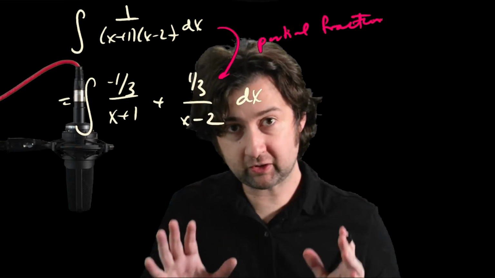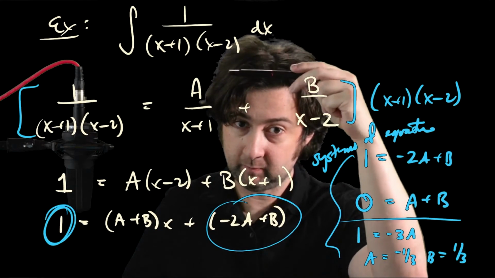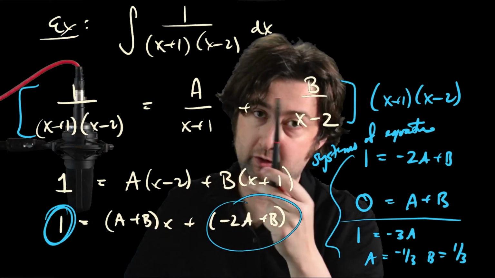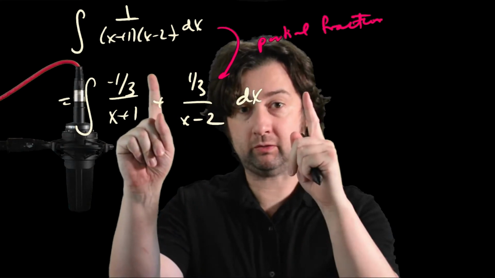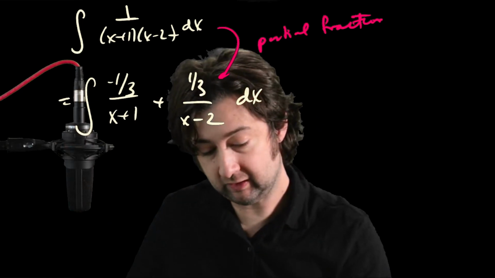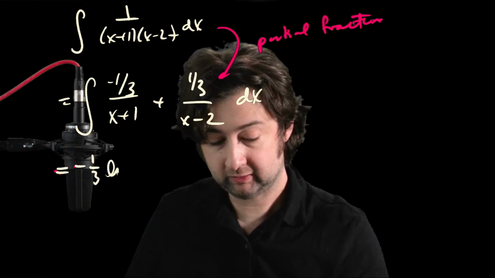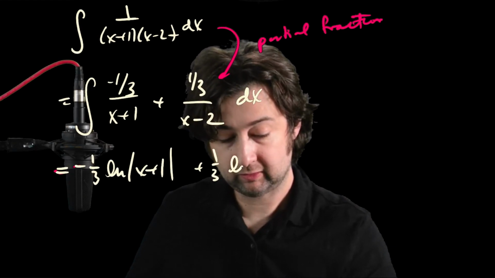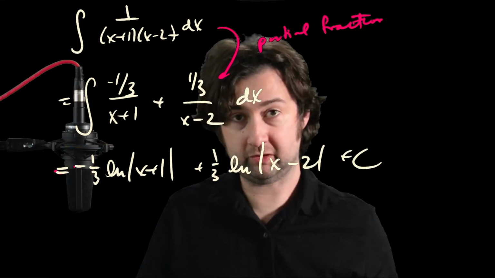So the partial fraction step is what we did right here, where we took this rational expression and broke it up into its partial fraction pieces and then solved for the coefficients. Once we have the partial fraction decomposition, we can take the integral and replace this thing I don't know how to integrate with this thing that I do, because this is equal to minus 1/3 times the natural log of x plus 1 plus 1/3 times the natural log of x minus 2. And at this point, you're finished.